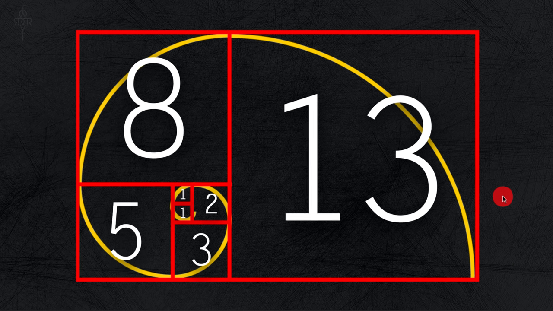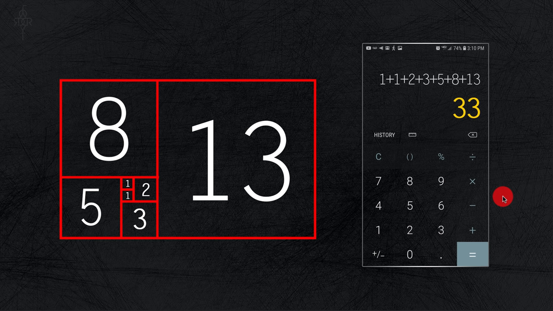And this is what it looks like with the numbers on there. The very reason why it's box 33 is because when you add up these first seven, there are seven digits in this Fibonacci spiral right here: 1 and 1 and 2 and 3 and 5 and 8 and 13. When you add these up using the trusty calculator, there's where you get the number 33.